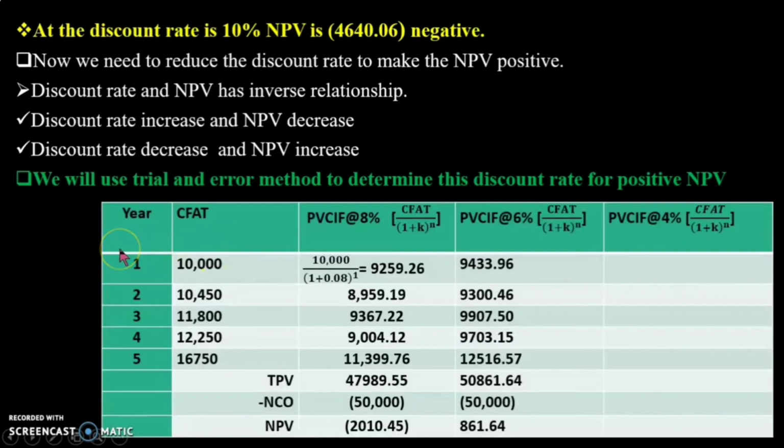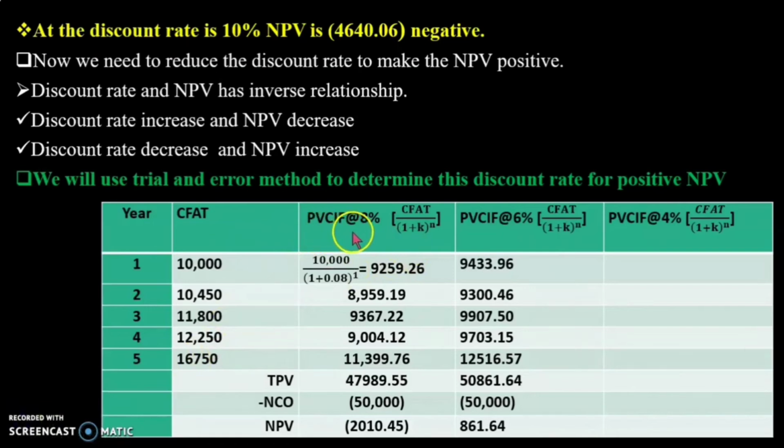Dear students, look at the table. This is the trial and error method table. Year 1, 2, 3, 4 and 5, cash flows 10,000, 10,450, 11,800, 12,250, 16,750.